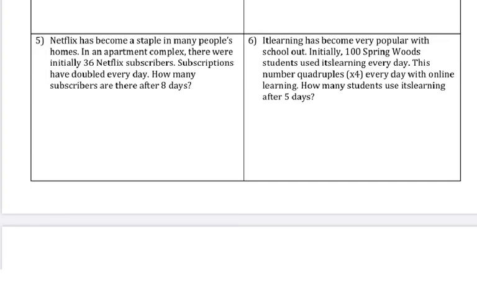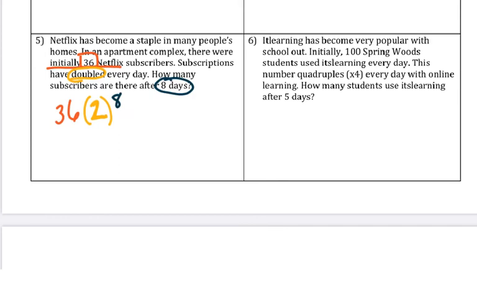So number 5 says, Netflix has become a staple, which means really important, in many people's homes. In an apartment complex, there were initially 36 Netflix subscribers. Subscriptions have doubled every day. How many subscribers are there after 8 days? Okay, so we start with our initial value. Initial means our starting number. We start with 36 Netflix subscribers. This number is doubling every day. Doubling every day. How many subscribers are there after 8 days?